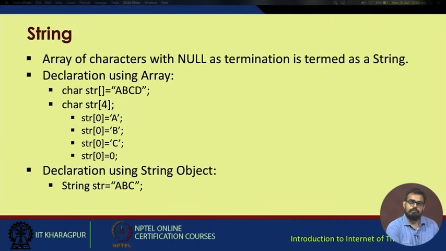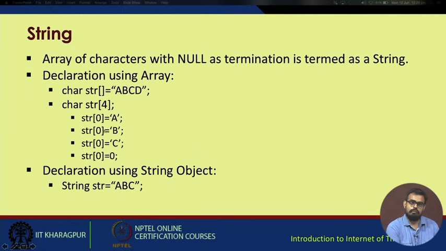Then moving on to string. A string is an array of characters with null as the termination. Declaration is maybe using char str[4], here str is the array, so ABCD. So this is stored in str, and you can individually access each index. You can store A, B, C or maybe 0. So this is using the same location.